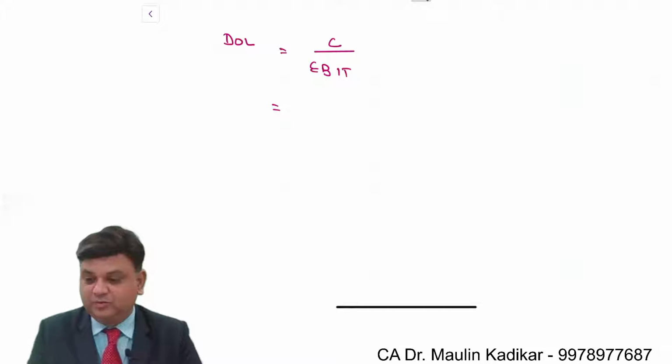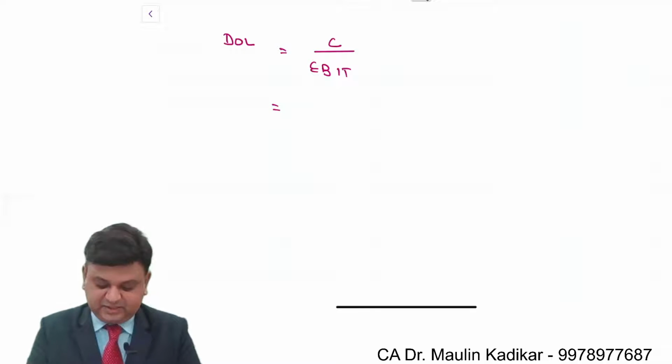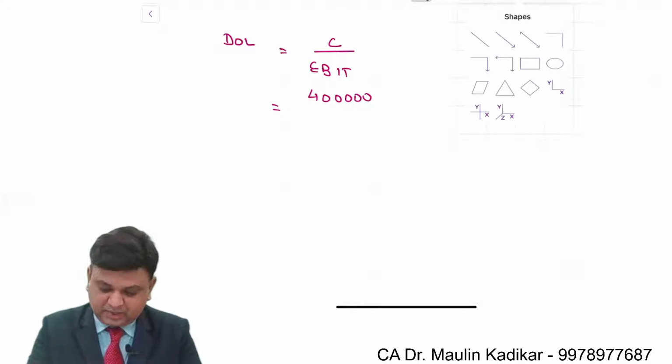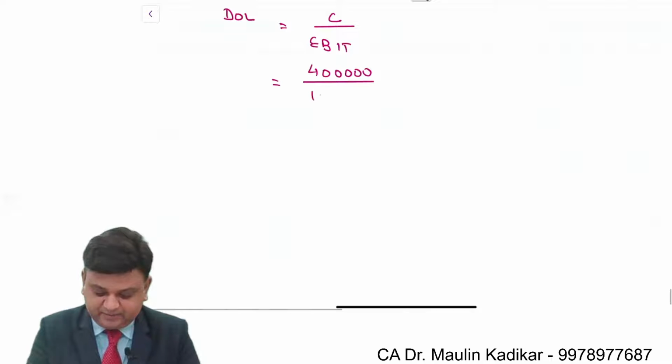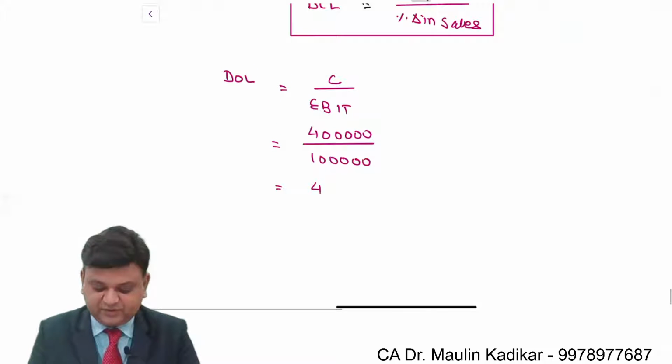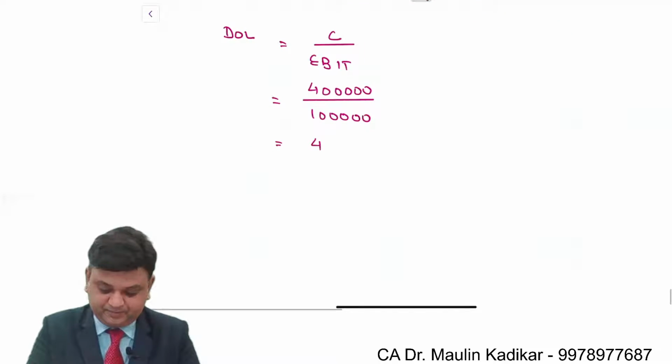The amount of the contribution is provided to us as, for example, 4 lakhs. The amount of the EBIT is provided to us as 1 lakh, and the answer is 4. That is the first answer, DOL.